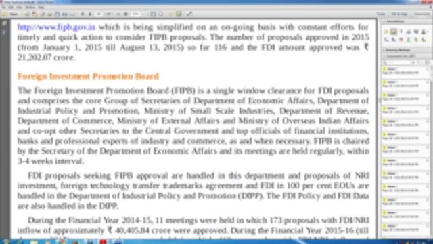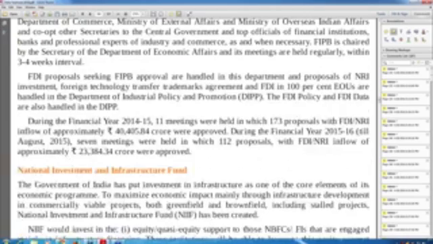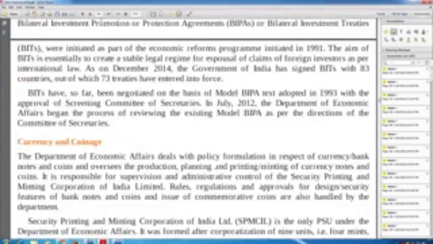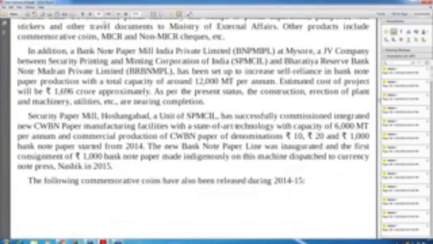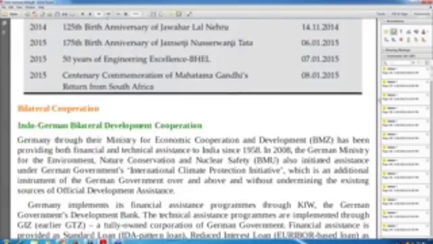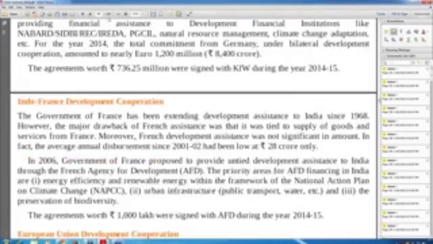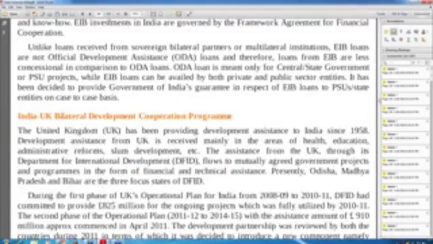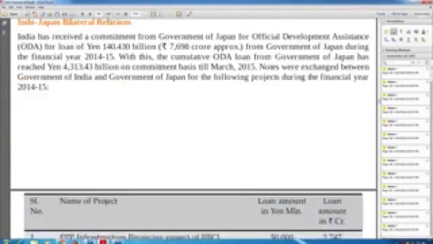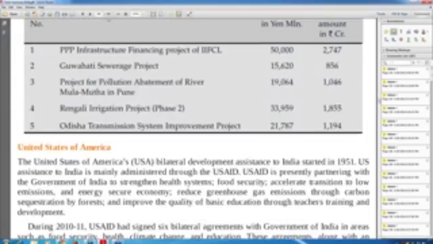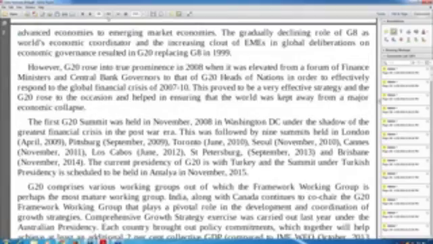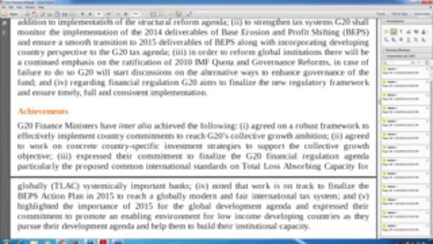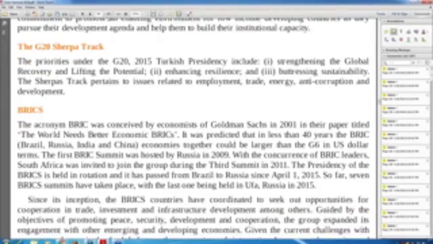Please open page number 384. You have BRICS. So again, there is a high possibility that you get a question on BRICS. The others are not that important. There are a lot of changes in international relations. G20 you have already seen. Let's take BRICS.